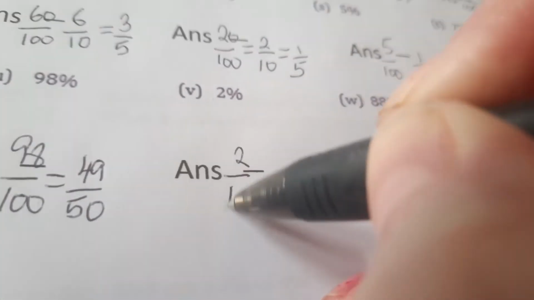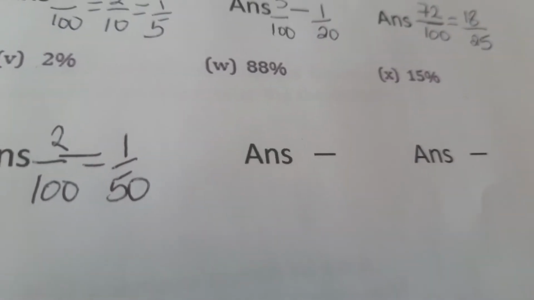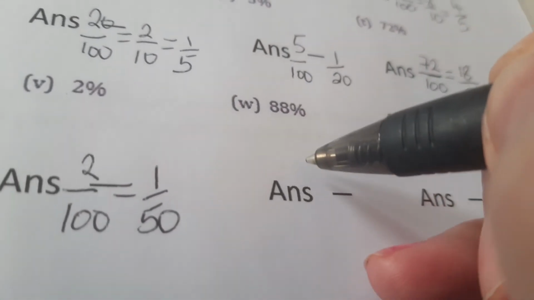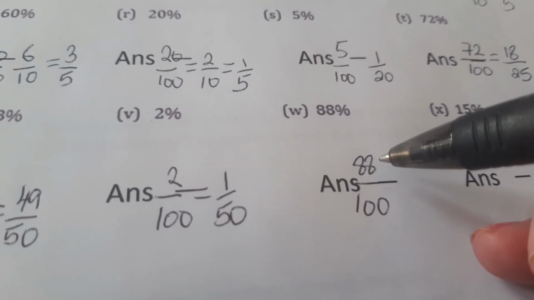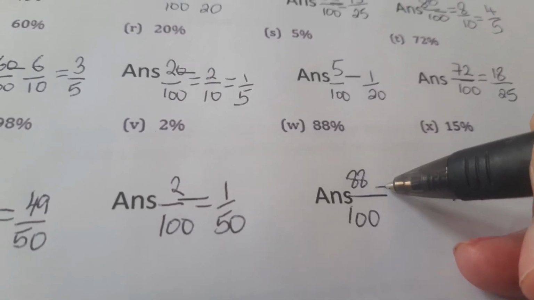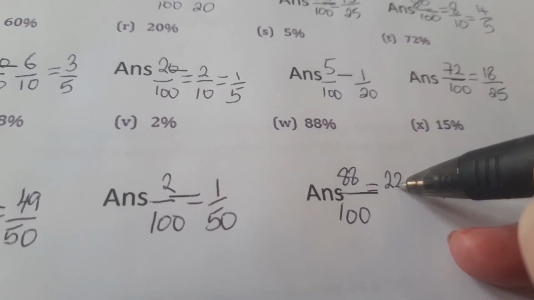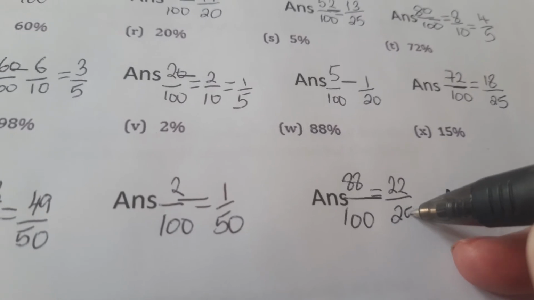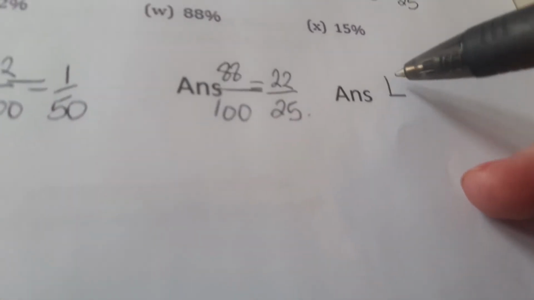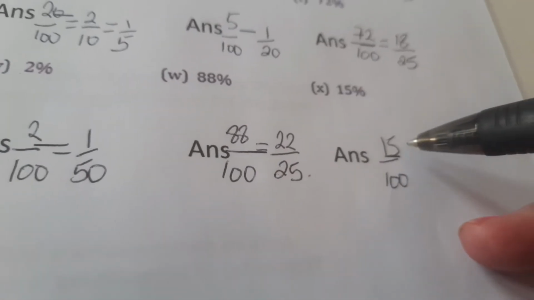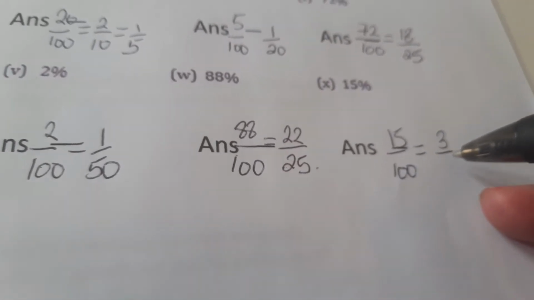2%. 2 over 100, you definitely know 2 will go in. 1 over 50. 88%. So 88 over 100. So you know 2 goes in because it's even. But 4 will also go in. 4 into 88 goes 22 times. 4 into 100, 25. 15%, I think we had that earlier. 15 over 100. Divide by 5, 3 over 20.